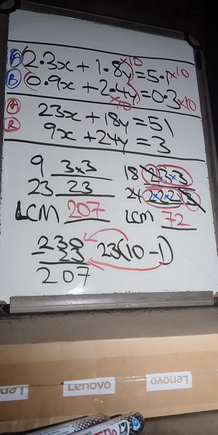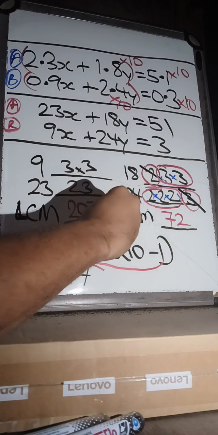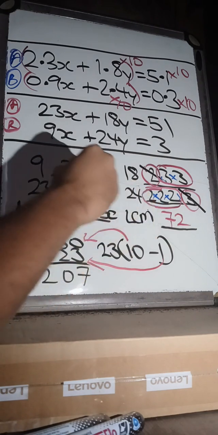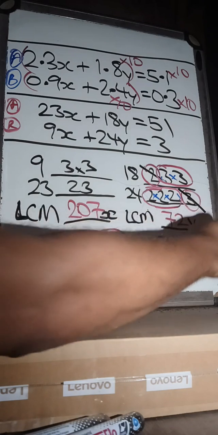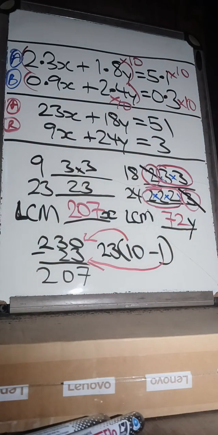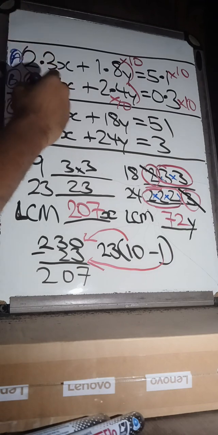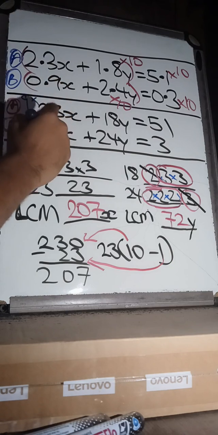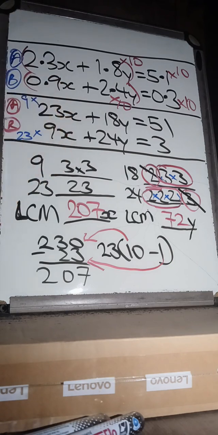So therefore, we're aiming to have 207x, and we're aiming to have 72y. So for one line, we're going to multiply this by 9, that by 23.